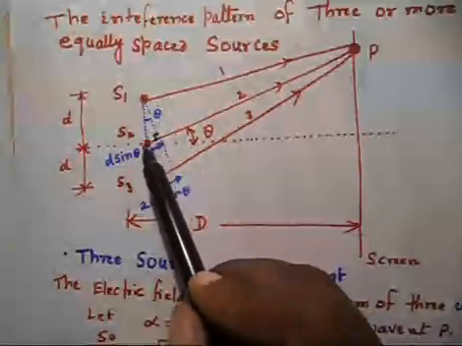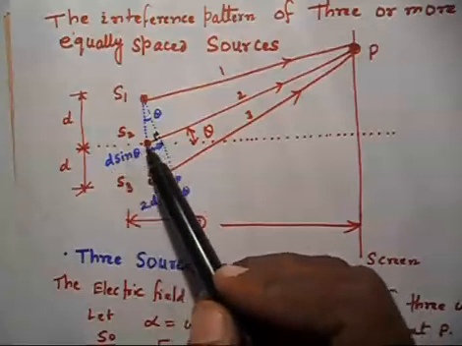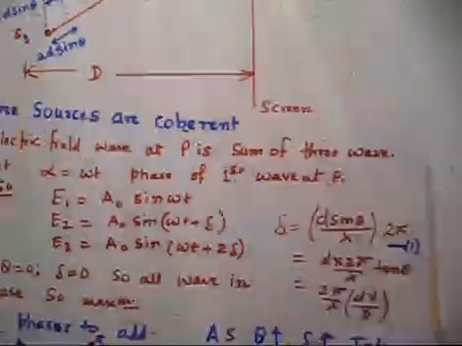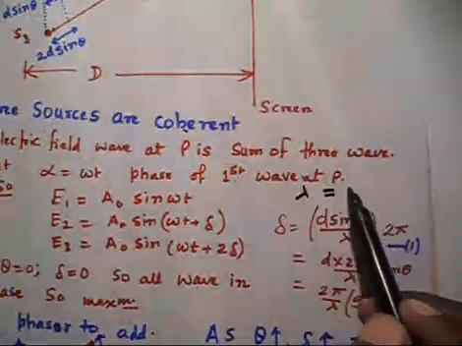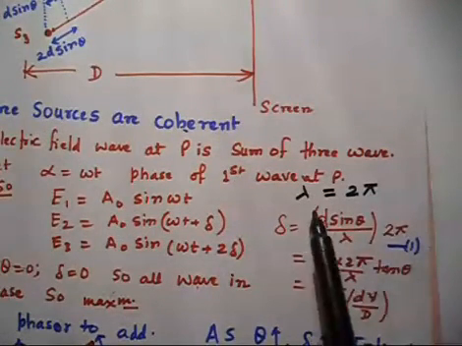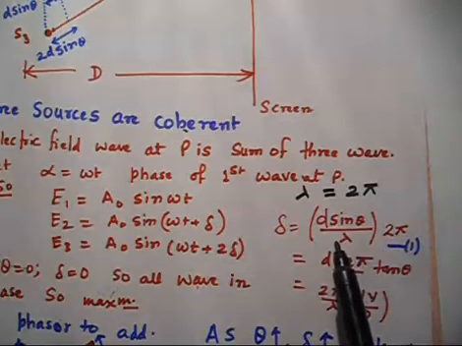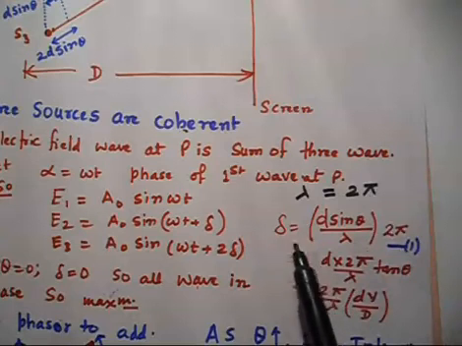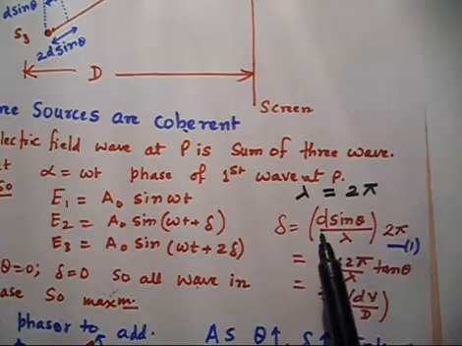So due to this extra path, I have to calculate what the phase difference is. So the path difference is d sin theta. I can always calculate the phase difference. So let us apply this rule: if lambda is the path difference, then the phase difference is 2 pi. So if 1 is the path difference, the phase difference is 2 pi by lambda. So if d sin theta is the path difference, this becomes d sin theta into 2 pi by lambda. So the phase difference delta is equal to 2 pi by lambda into d sin theta.